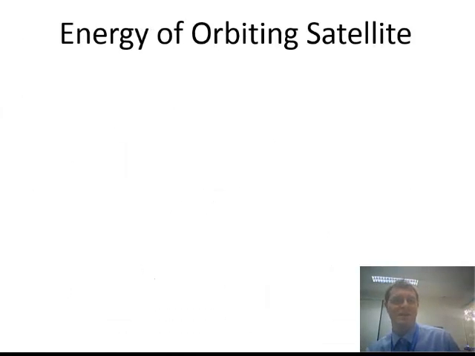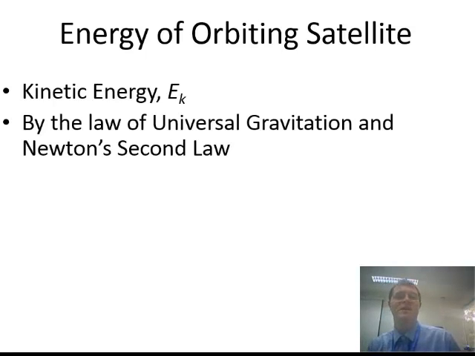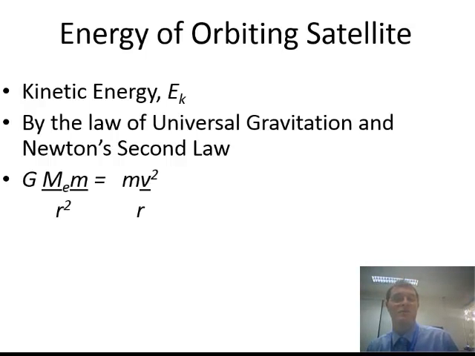Let's think about the energy of the orbiting satellite, kinetic energy now. What we know is that by the law of universal gravitation and from Newton's second law, we can work out that the force of attraction is going to be equal to mv squared over r. Okay, so this is what we're recognizing, that the centripetal force is going to be equal to the gravitational attraction.